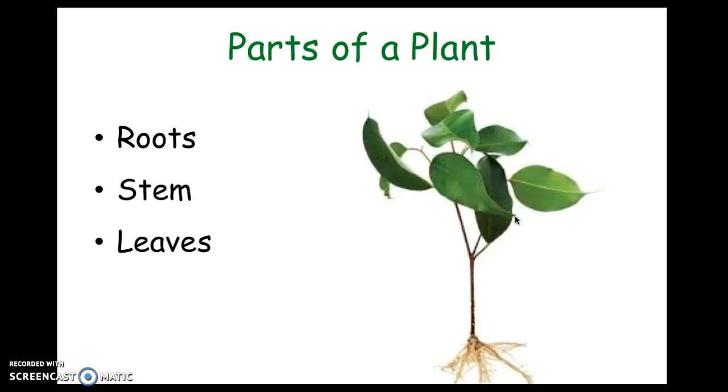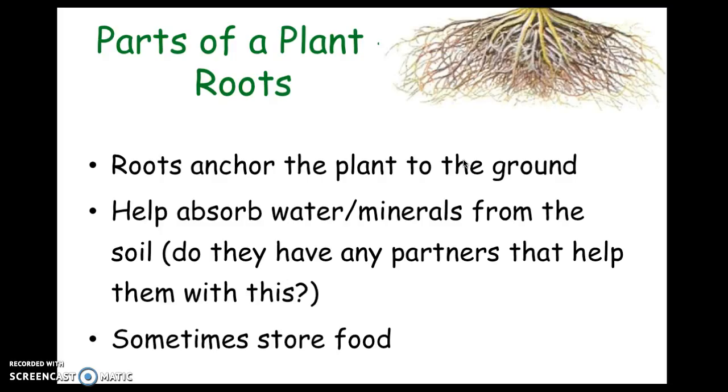Okay, now let's go over the main parts of a plant. Most plants consist of roots, stems, and leaves. Basic, I know. The roots serve an important role for the plant. They help anchor the plant to the ground, so the plant can withstand wind, water, things like that. So roots act as an anchor.